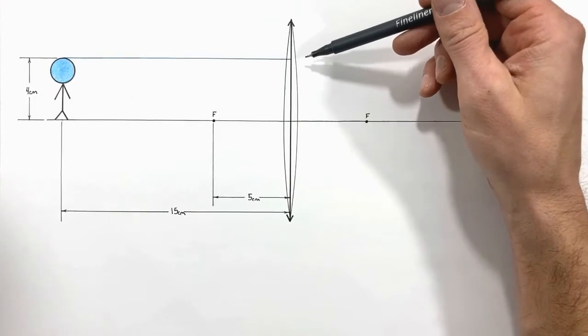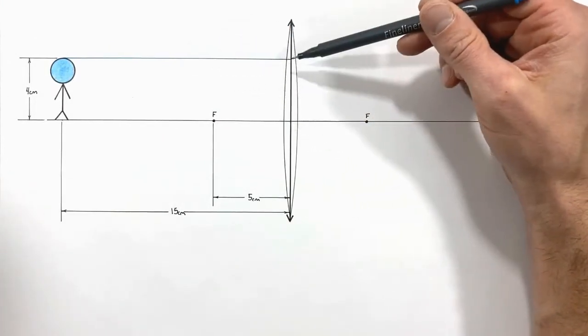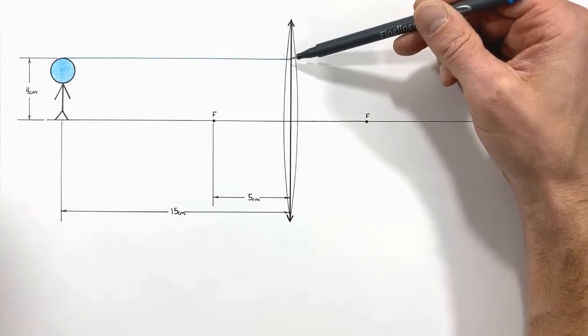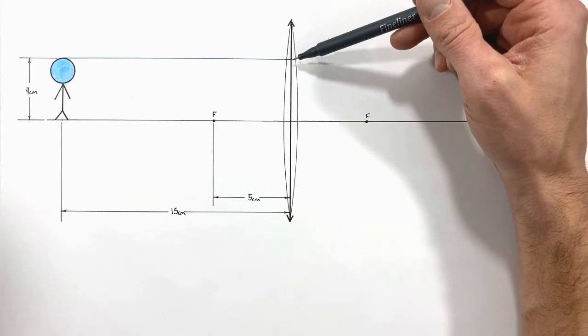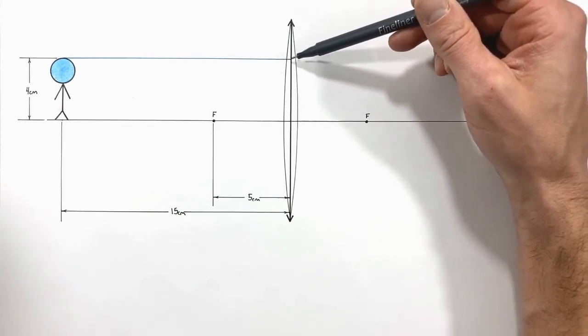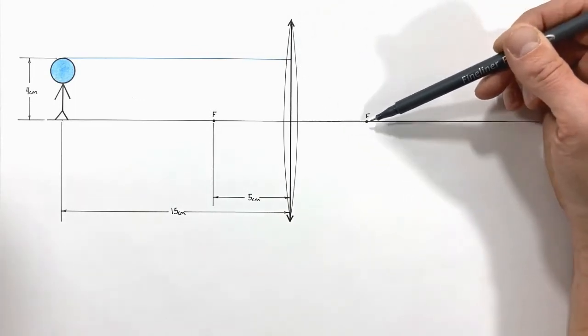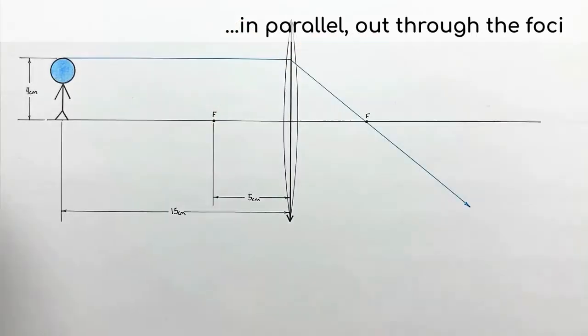Now we're dealing with a lens. So once this principal ray comes in parallel to the principal axis and strikes the lens, it's not going to bounce off of the lens like it would with a mirror. It's going to pass through the lens. And when it does that, because it's traveling parallel to the principal axis, it is going to bend and travel through the focal point. Like this.